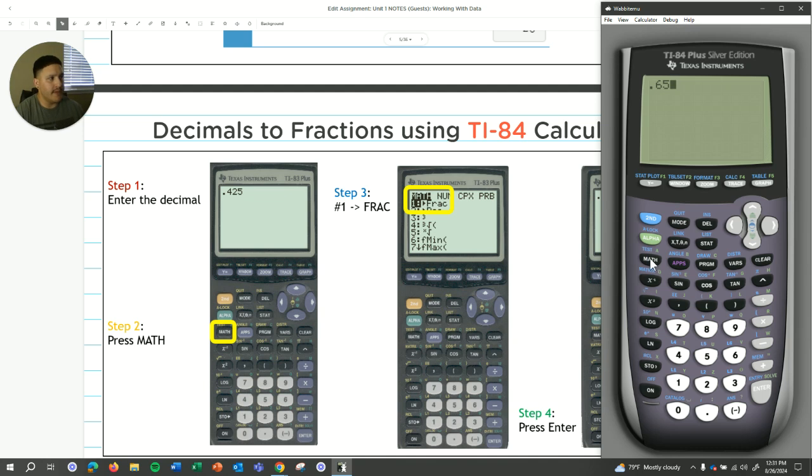Then you're going to look for the math button underneath the alpha button, which should be green on y'all's calculator. The green alpha button, underneath it, it says math. Click math and then press enter, enter. And it'll turn it into its simplified fraction form. So from decimal to fraction, it'll reduce it into its simplified form, and that'll be your answer. 13/20, just like what we had over here.